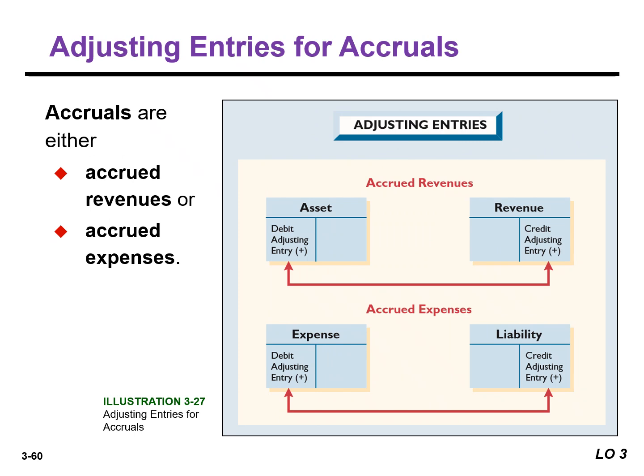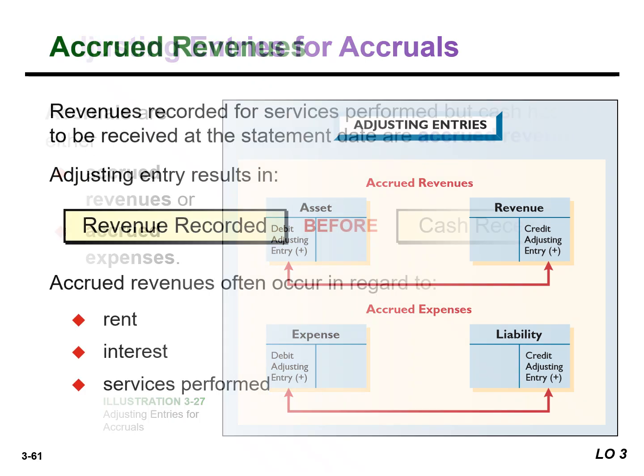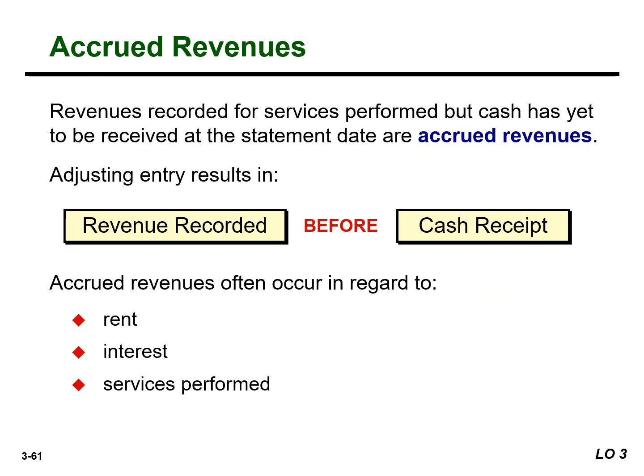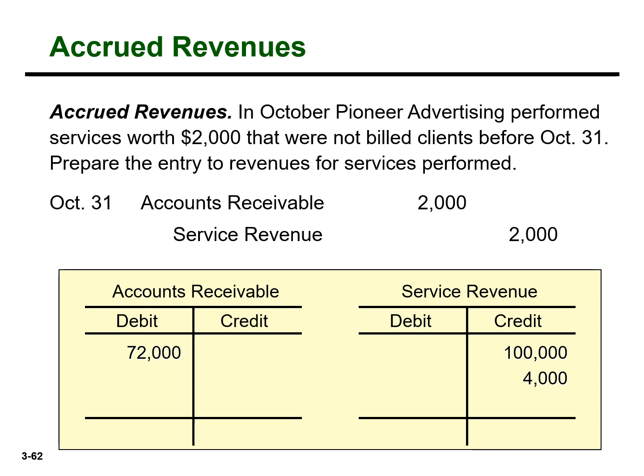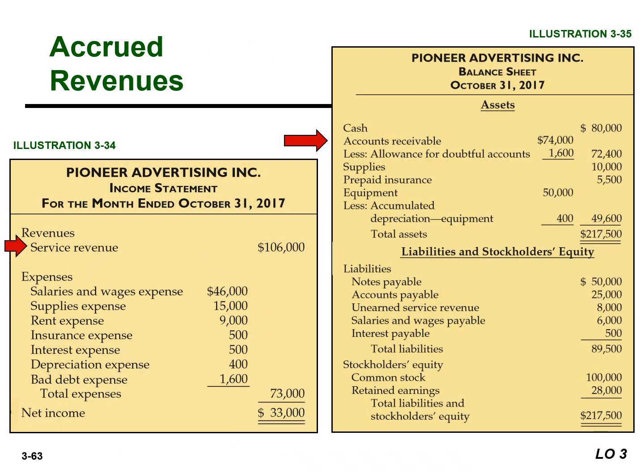So for accruals, we have revenues and expenses. We perform services worth 2,000 that were not billed. Usually at the end of the month, we either are in process or haven't finished or we haven't done it. So we bill. And when we bill, we debit accounts receivable, we credit revenue. So our accounts receivable go up and our revenue goes up for the part that we've performed. All right, and it goes into there and it goes into revenue.